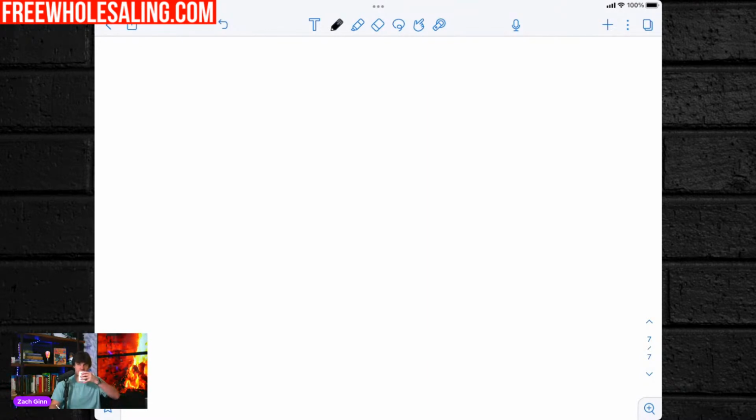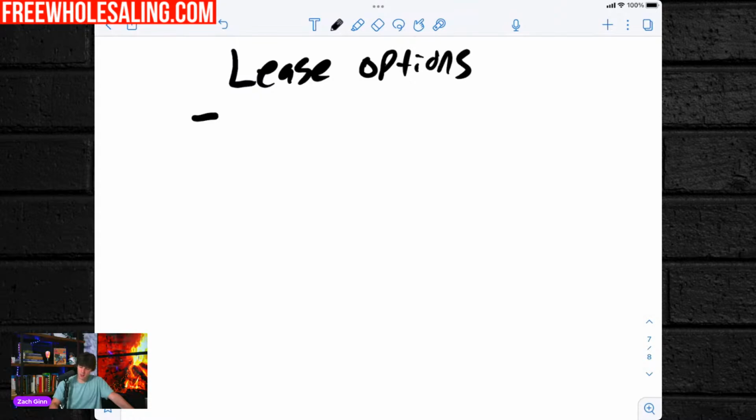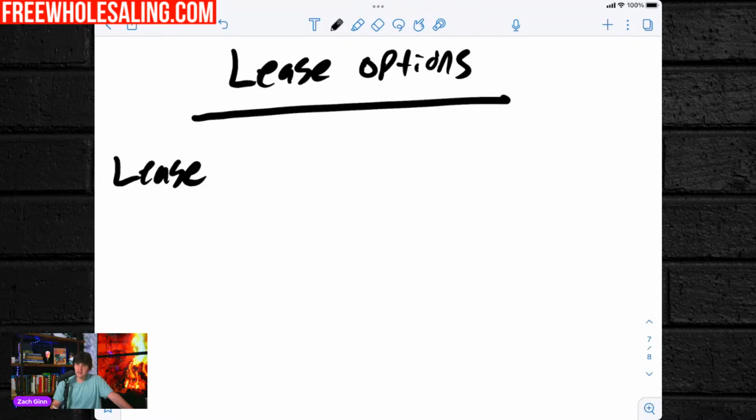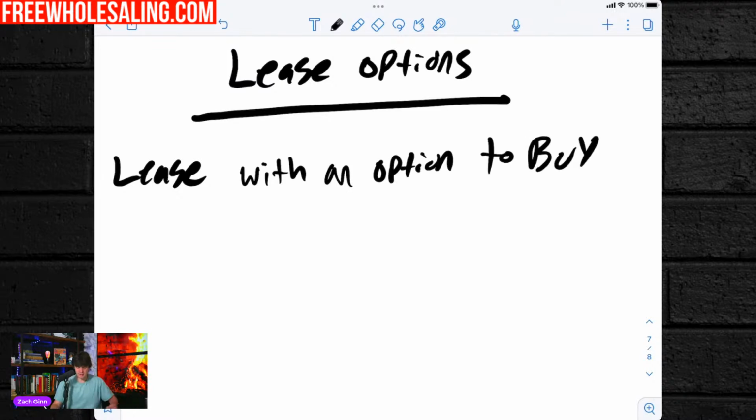And so let's talk about lease options. Second thing here is what they call lease options. All right. Lease options is short for basically writing up a lease with an option to buy. All right, let's break down that word and let's break down all of it. So let's break this down.